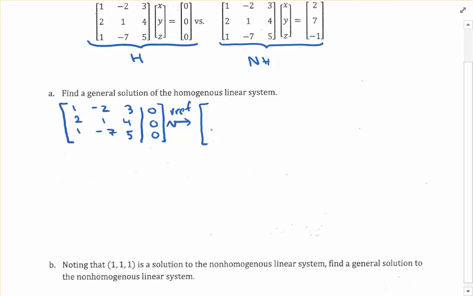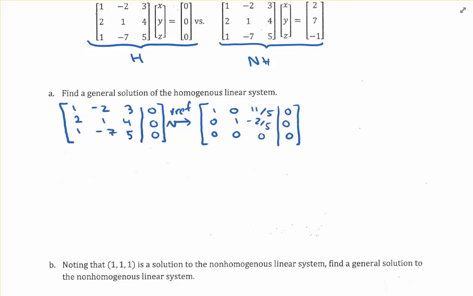And what you'll get is the following: 1, 0, 11 fifths, 0 as the top row entries. Middle row entries are going to be 0, 1, -2 fifths, 0. And the third row is going to consist of all zeros. Now, based on the entries in this reduced row echelon form of the augmented matrix, we're going to need a parameter. And the variable that is going to be assigned the parameter, the only such variable, is the variable z.